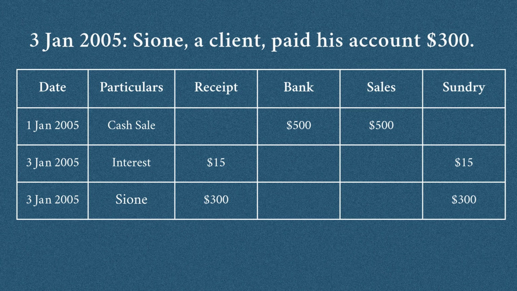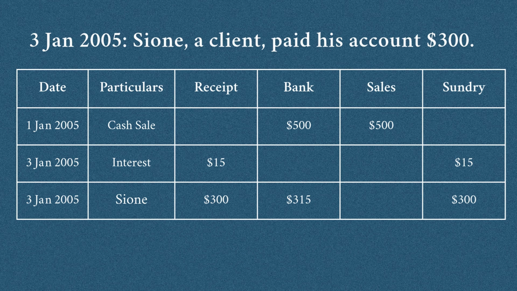The last part is totaling the receipt column and then writing the balance under the bank column, like this. This indicates that during the 3rd of January, the business received a total amount of 315 from their different activities.